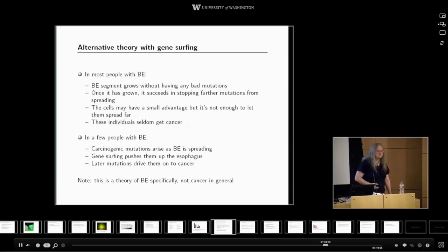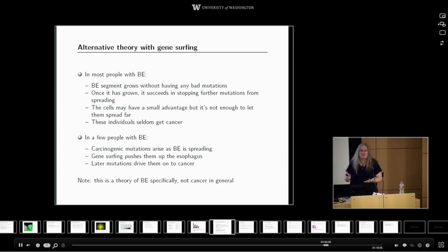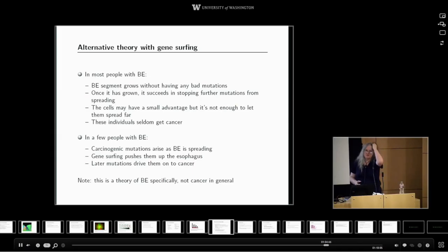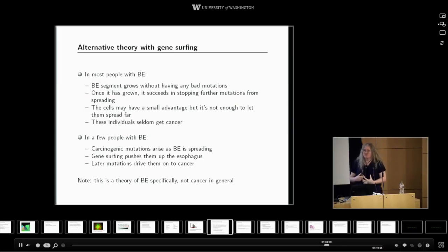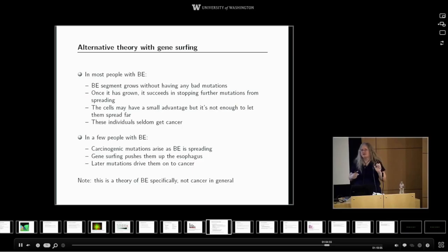So there's an alternative theory for what's going on here. And I want to emphasize this is a theory for Barrett's esophagus and cancer, not for cancers in general. This is an unusual situation. But my theory is this, that the die is actually cast very early. In most people with Barrett's esophagus, damage to the esophagus triggers the growth of the Barrett segment, and it grows up through, and you're lucky. A bad mutation does not happen during that time.